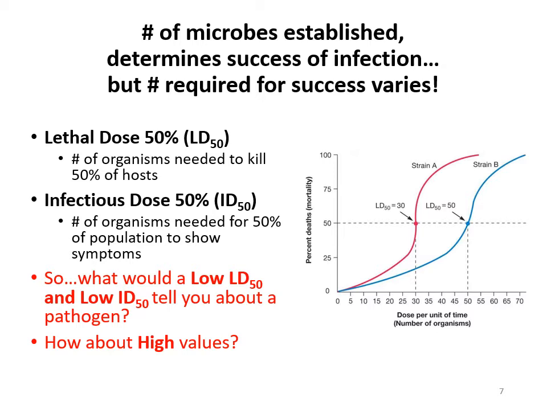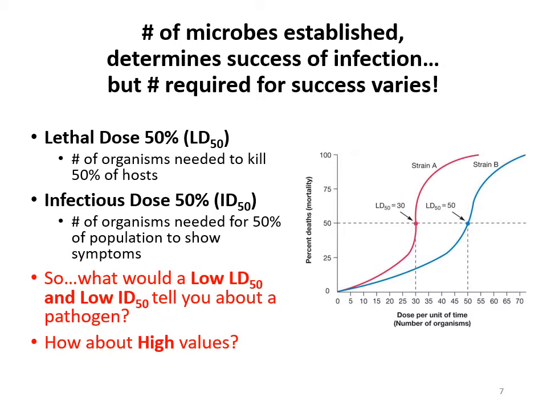So we'll first give the straight, textbook kind of definitions, but then I'll give you a little insight into how to really work with these values. So the official definition for lethal dose 50%, or LD50, is the number of organisms needed to kill 50% of the host. Infectious dose 50%, on the other hand, is the number of organisms, meaning pathogens, needed for 50% of the population to show symptoms, okay?